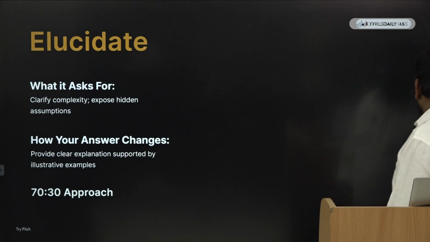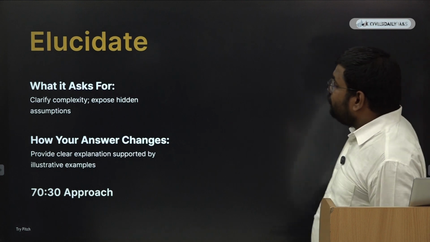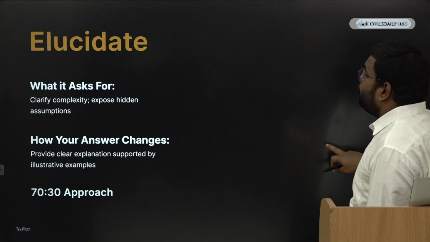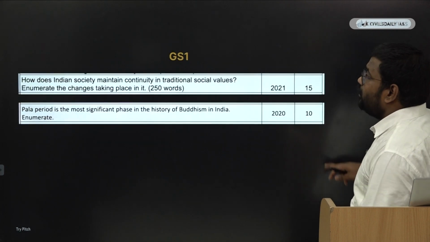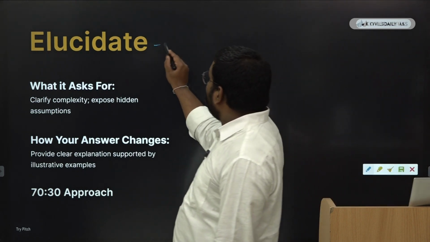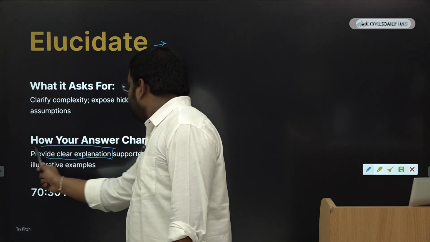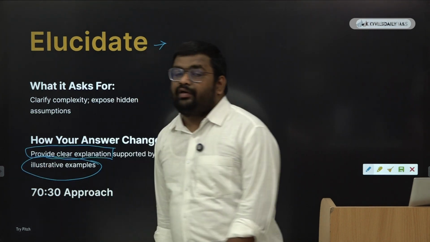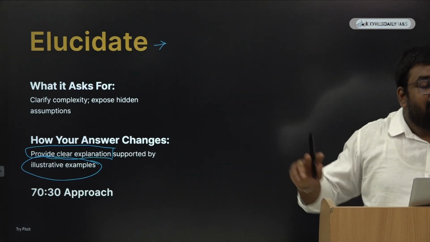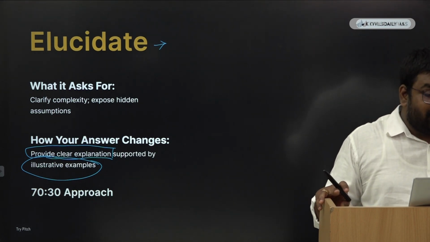Then elucidate. Again, with respect to the elucidate, see here what they expect, it is basically the opposite of enumerate. So in enumerate they are asking you the maximum dimensions. In elucidate they want the explanations of your point and the substantiation using your relevant examples. So in elucidate, again keep your points to 11 to 12 or 10 to 11, but try to substantiate the maximum of the points using the examples.